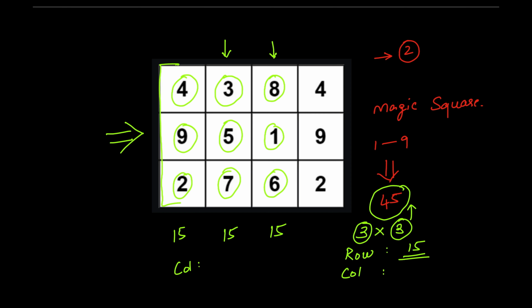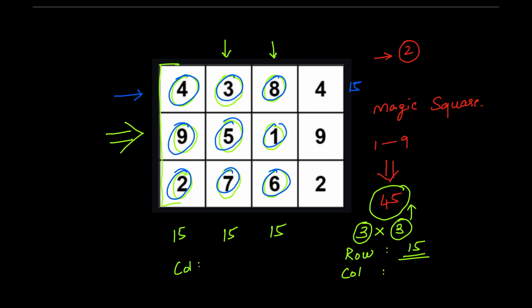Now we need to look at the total of the elements at a row level. In the first row, we have 4, 3 and 8, giving the total of 15. So we'll increment our counter by 1. 9, 5 and 1 is the second row, totaling 15, so we'll continue forward. The last row is 2, 7 and 6, still giving us the total of 15. It means that considering both rows and columns, this is a magic square.